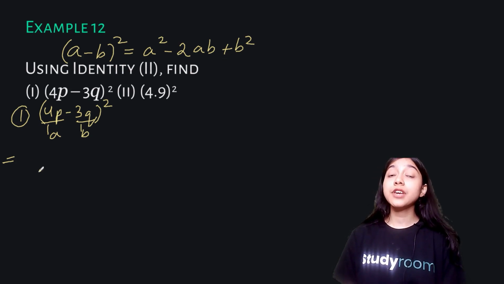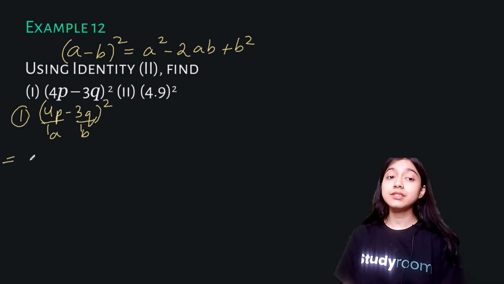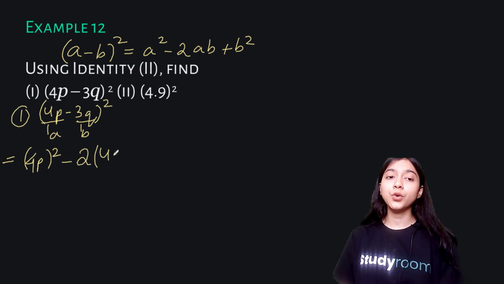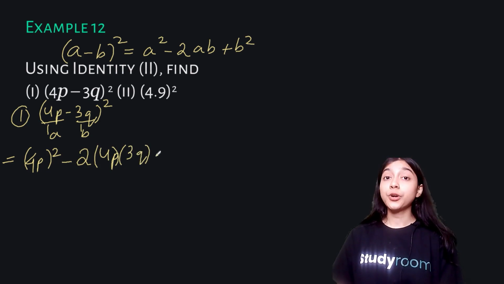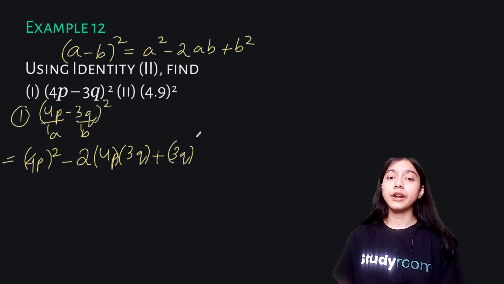So the first thing we have to write is a square. That means a over here is 4p. So we'll take 4p whole square. Then we have minus of 2 times a into b. A is 4p and b is 3 times of q. Again we have plus b square. So for plus b square I'll write plus, and for b we have 3q. So I'll take 3q whole square.